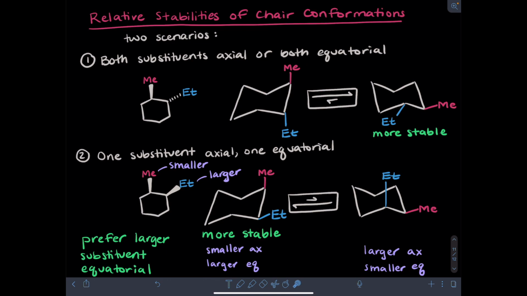Alright, so to summarize, this video talked about the difference between enantiomers and diastereomers. I talked about cis-trans stereoisomerism for disubstituted rings, and I talked about drawing chair conformations for disubstituted rings. That's it for this video.